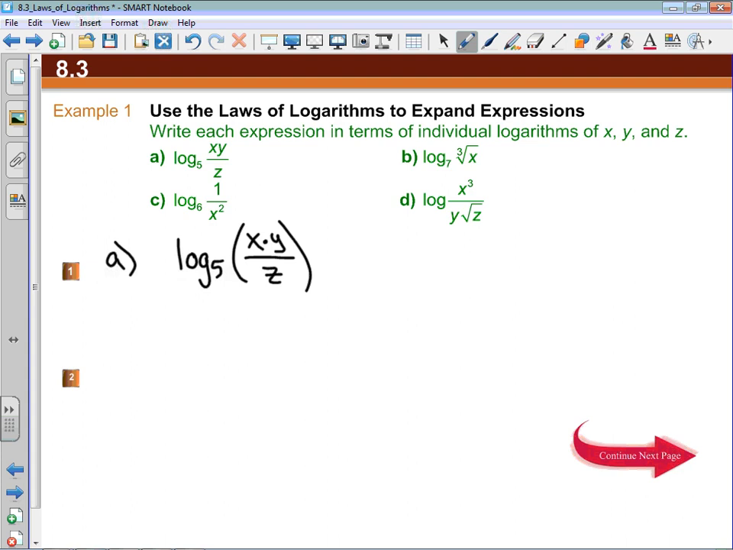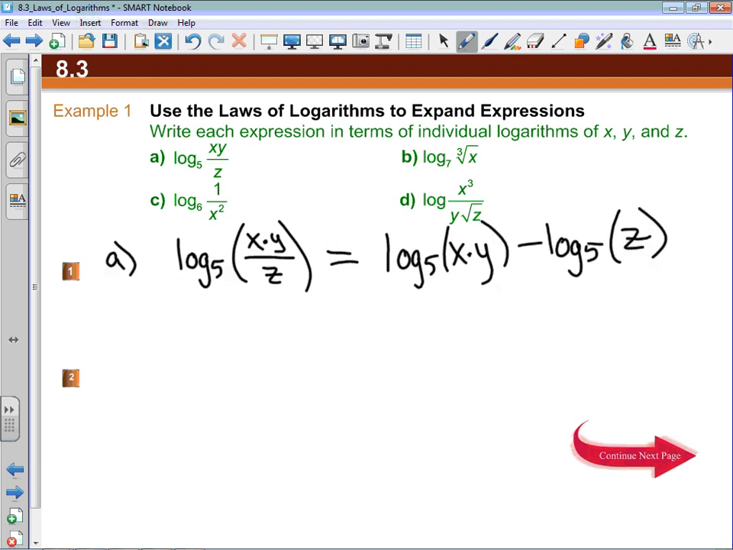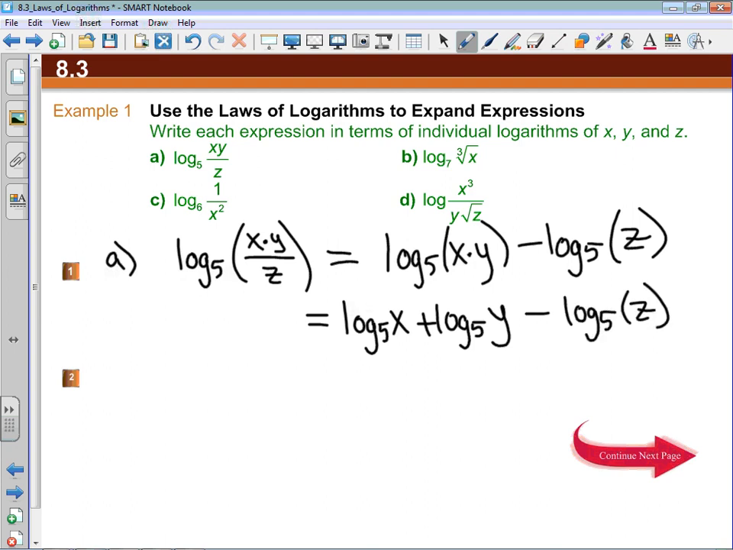So the initial log law I'm going to use is right away I'm going to deal with the division. And log base 5 of a numerator divided by a denominator becomes log base 5 of the numerator, which is x times y, minus log base 5 of the denominator. Now, because it wants it in individual logarithms of x, y, and z, I can't just leave it as log base 5 of x times y, so I need to go one step further, and log base 5 of x times y will turn into log base 5 of x plus log base 5 of y, and then our negative log base 5 of z is still there.